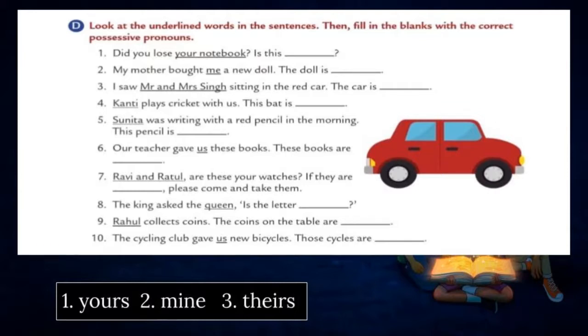I saw Mr. and Mrs. Singh sitting in the red car. The car is theirs. Because two nouns are used in the third sentence and they are joined by and. So that's why the possessive pronoun for the third one is theirs.